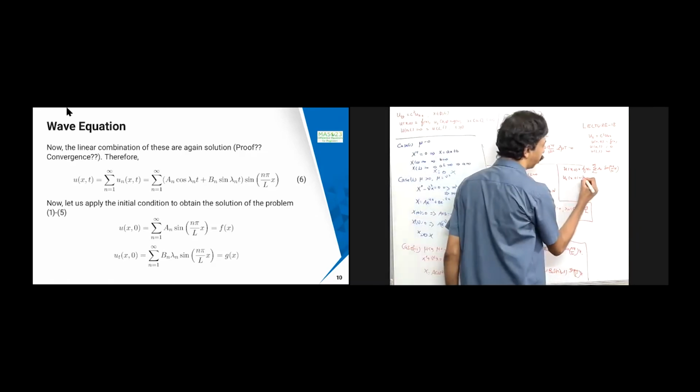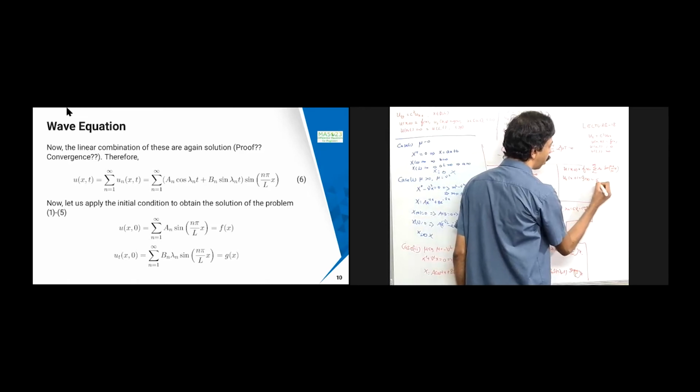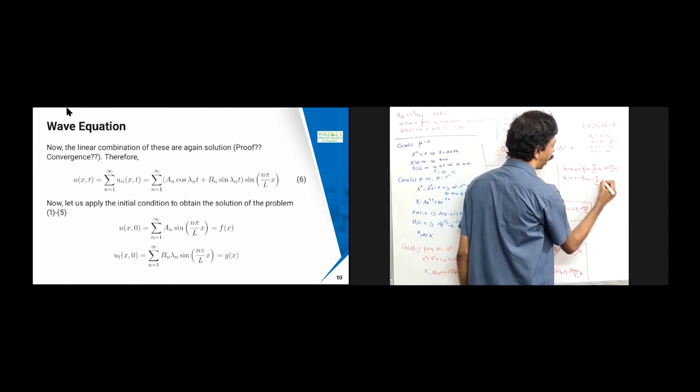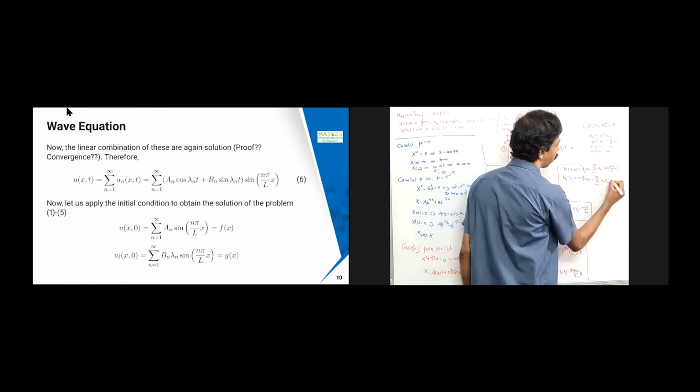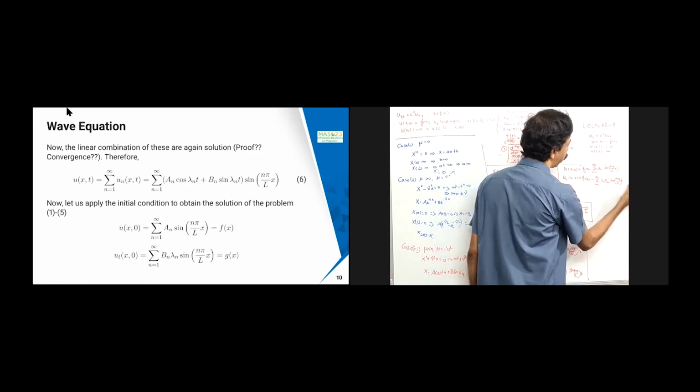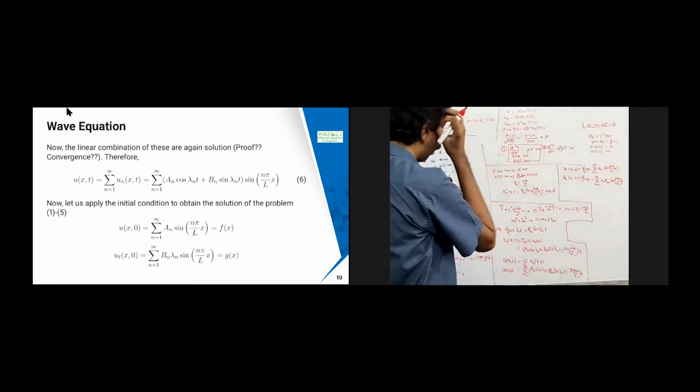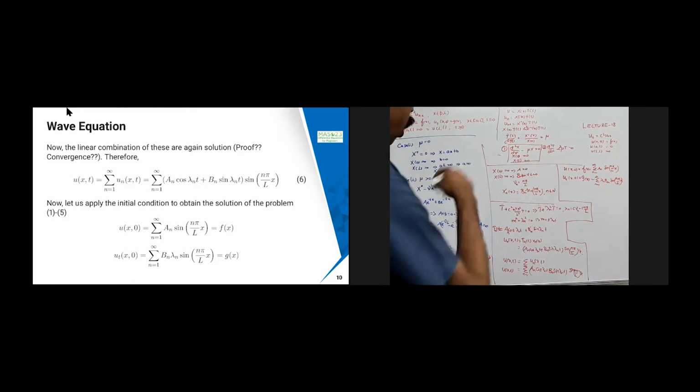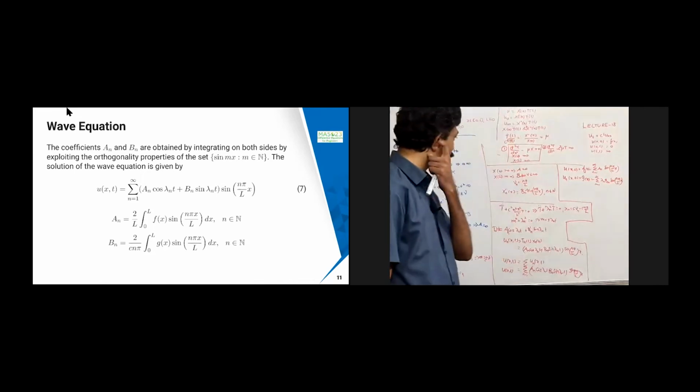Therefore, g of x equals summation n equal to 1 to infinity, lambda n into bn into sin n pi x by L. So you can use this condition to calculate bn also. So bn is going to be in terms of lambda n and a Fourier series expansion. So this is going to be the general solution. The ans and bns are determined from this.